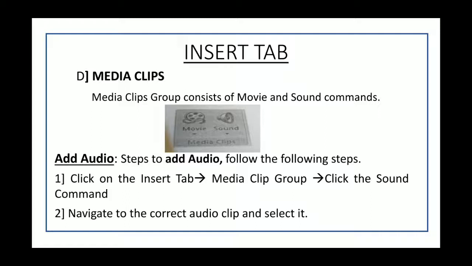You have to follow these steps to add audio to your presentation. First, click on the Insert tab in the MS PowerPoint presentation. In that, select the Media Clips group. In that, click the Sound command. Second, navigate to the correct audio clip and select it, where you have recorded the audio.